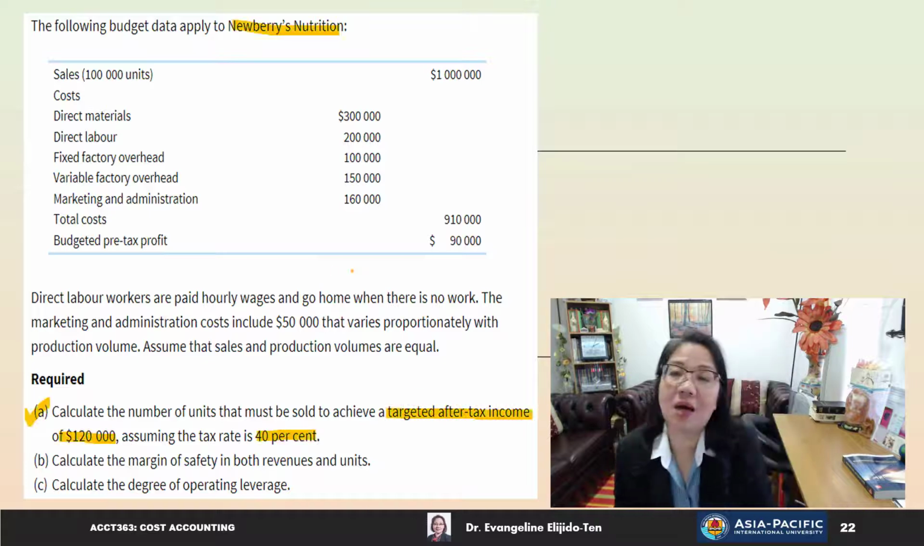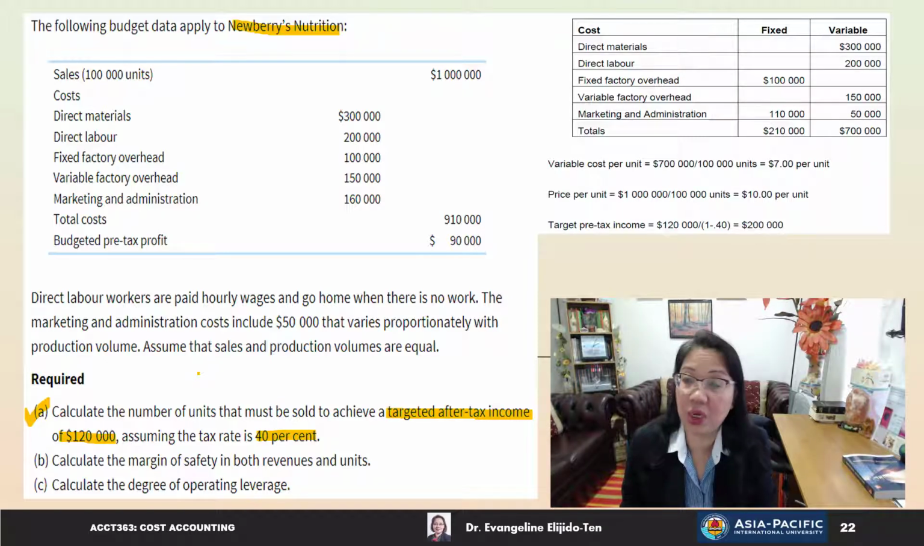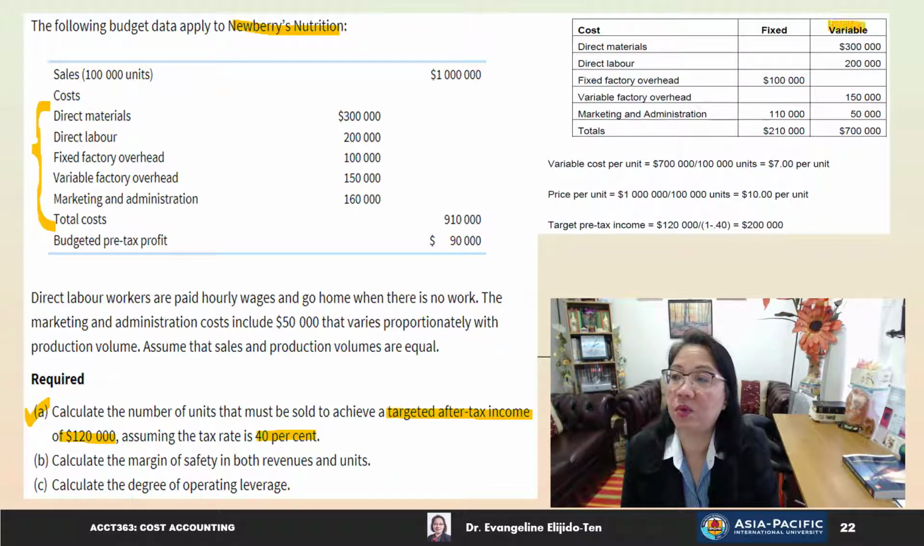So let us calculate first our variable cost, fixed cost, variable cost per unit, price per unit, and then the pre-tax profit. So here we are told what are variables. So we'll put variable here and fixed here. Direct materials are variable, we know that. So with direct labor, and so with variable factory overhead, all right, so we'll put that first, 300, 200, and 150,000. For fixed, we have the fixed factory overhead, 100,000, so we have it there. And it seems that marketing and administration is a mix.